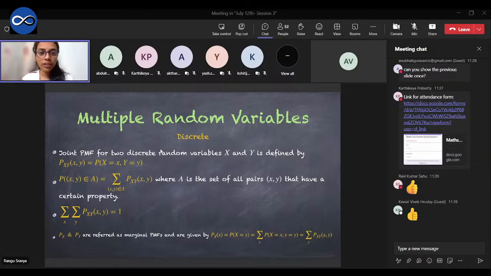So now let us look at multiple random variables. First, let us look at discrete ones. The joint PMF for two discrete random variables X and Y is defined by P_XY(x, y), which is equal to P(X equal to x, Y equal to y).